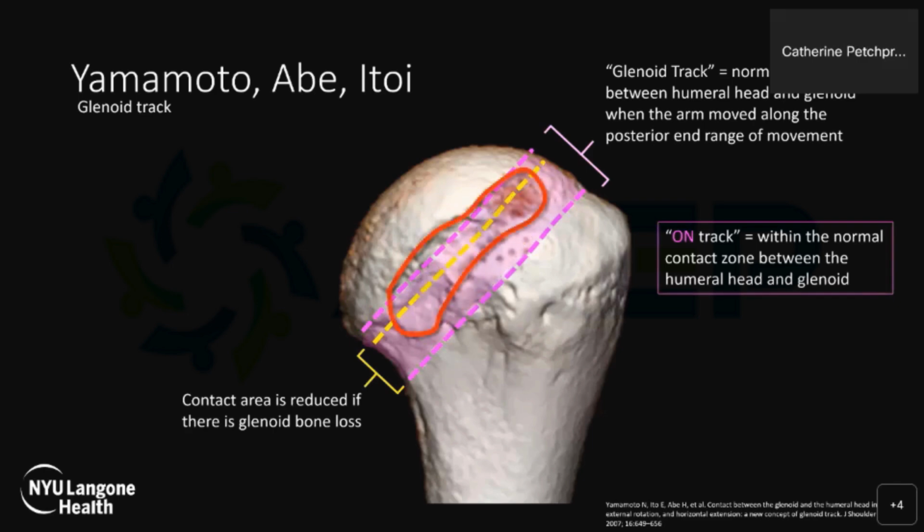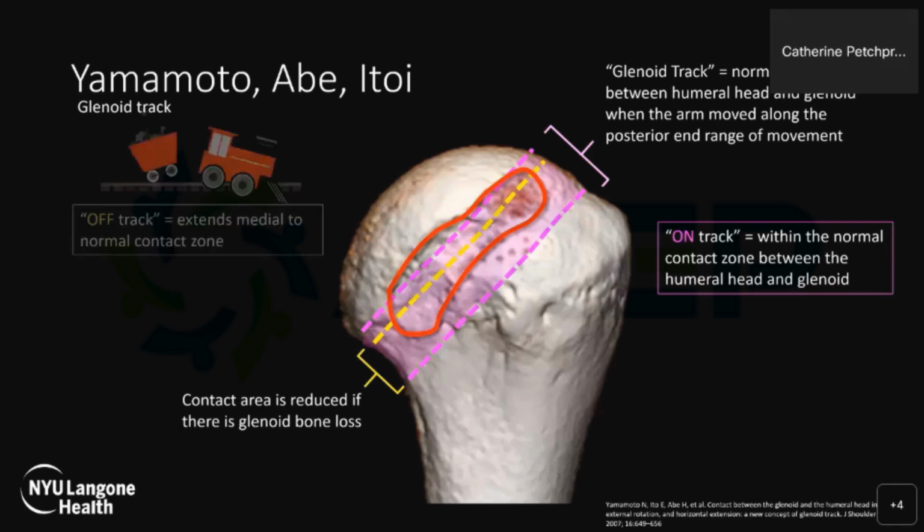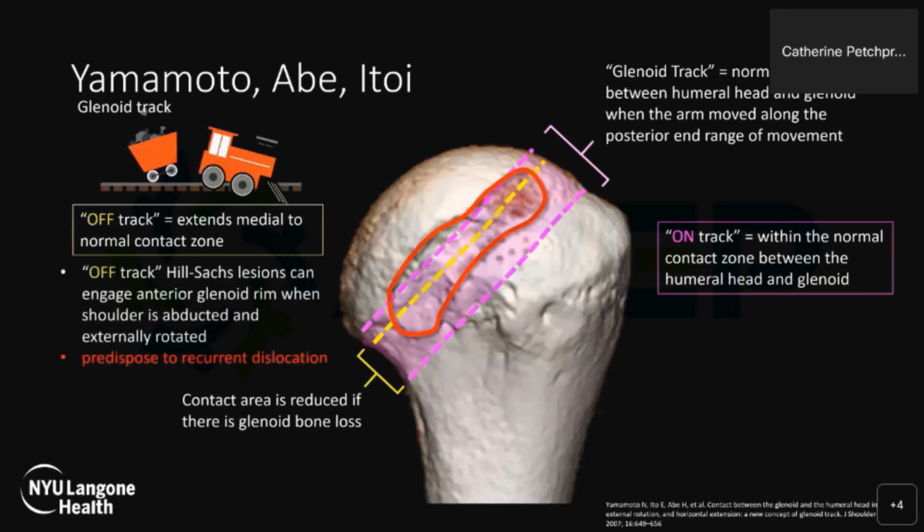If a Hill-Sachs lesion extends medial to this normal contact zone, it is considered to be an off-track lesion, because just like a train derailing off a track, these lesions can engage the glenoid rim when the shoulder is abducted and externally rotated, and can cause the humeral head to dislocate. This is an important concept because it acknowledges the importance of the location of the Hill-Sachs lesion while taking into account the effect of the glenoid bone loss in the risk for recurrent instability.